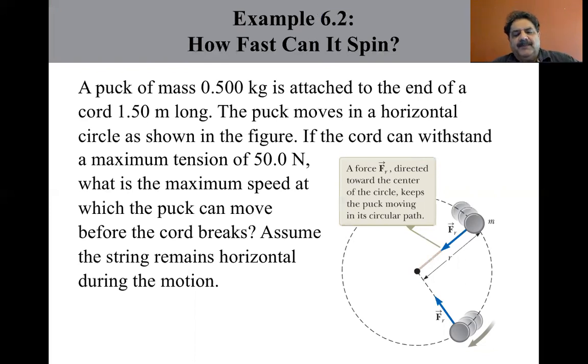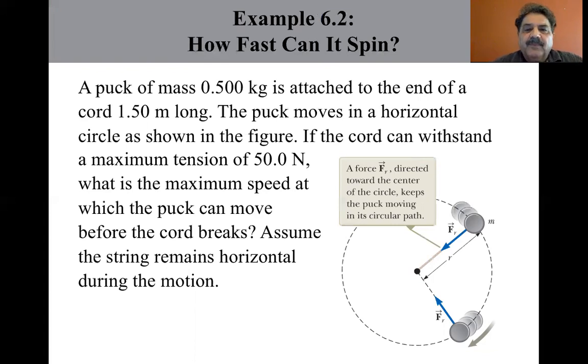Okay, let's conceptualize this. It makes sense that the stronger the cord, the faster the puck can move before the cord breaks. Also, we expect a more massive puck to break the cord at a lower speed. Imagine whirling a bowling ball on the cord. We can categorize this as follows. Because the puck moves in a circular path, we model it as a particle in uniform circular motion.